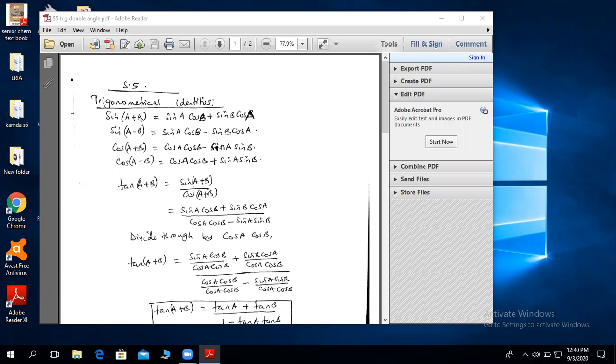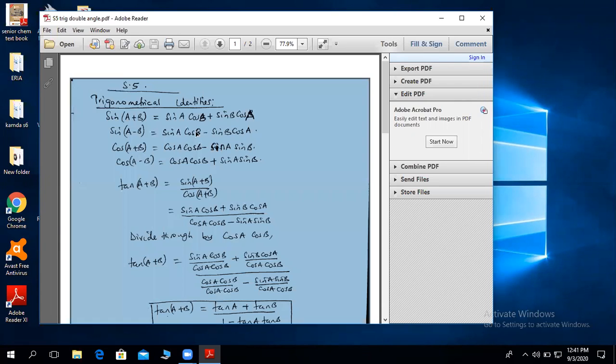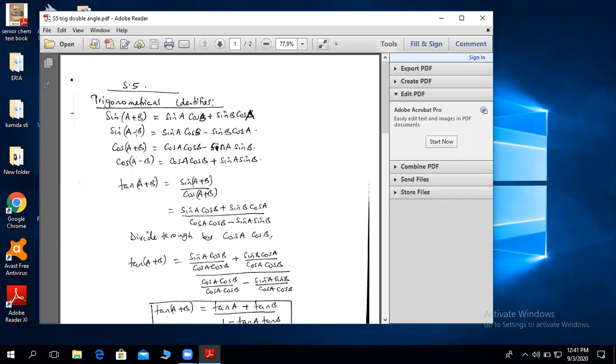The one for subtraction, it is just the subtraction sign that will change here, but everything is still going to remain the same. So it will be sine A, cos B, then now minus. Remember, you began with sine A, so this time it will be sine B, cos A, the way it appears here, like that.